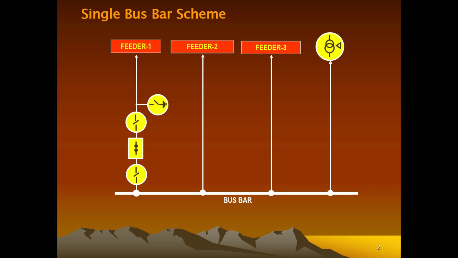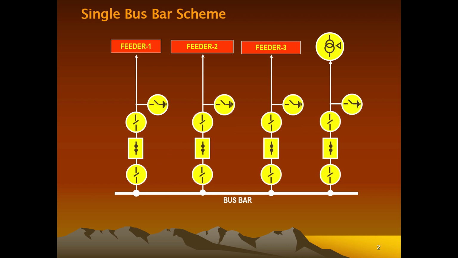This will be the repetition for all the 4 feeders. Sorry, here feeder 4 is not mentioned, so this is feeder 4. So feeder 1, feeder 2, feeder 3 and feeder 4, these are our 4 feeders which are connected to a single busbar. So if you see here, this is a single busbar, to which the 4 feeders, feeder 1, 2, 3 and 4 are connected. That's why it is called single busbar scheme.